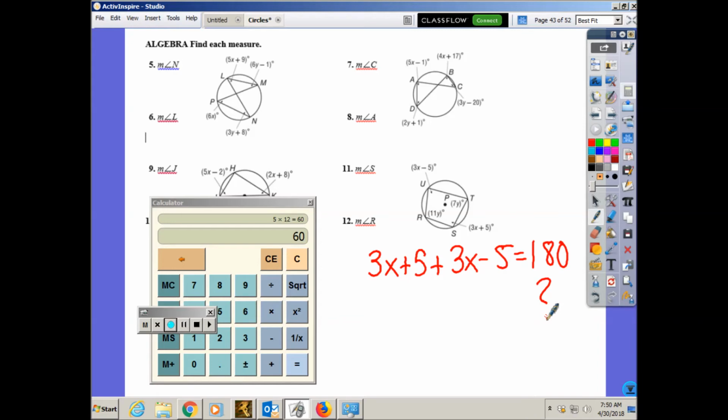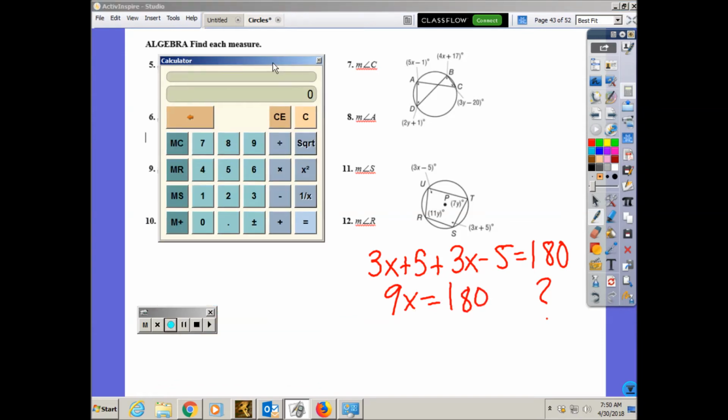You should have been able to tell me that I was setting it equal to 180 because if a trapezoid is inscribed in a circle, then the opposite angles are supplementary. And supplementary means they add up to 180. So I can go ahead and finish solving this. So 180 divided by 9, did that wrong, is 20. So if x equals 20, angle S, 3 times 20 is 60 plus 5 is 65.